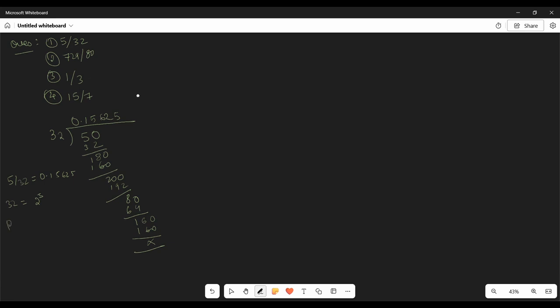We have to see that the prime factors of the divisor consist of either 2 or 5. And we have 32. 32 has the prime factor of 2. So it was going to terminate at some point. I will perform further examples and you can see how it proceeds on the screen.